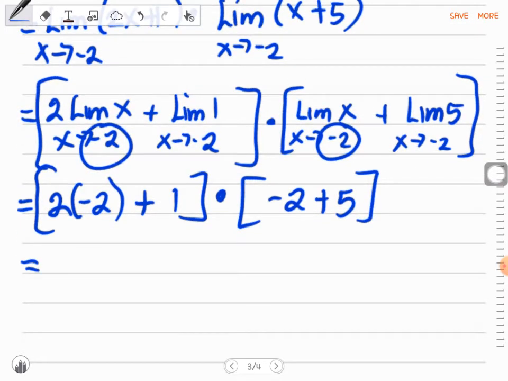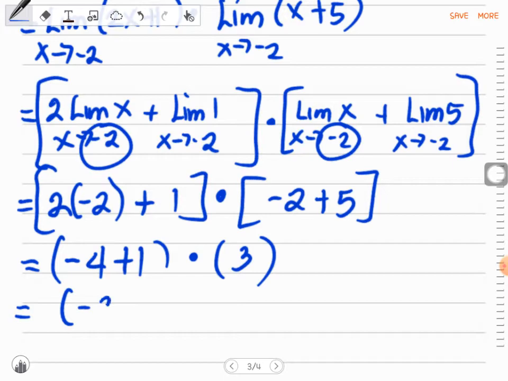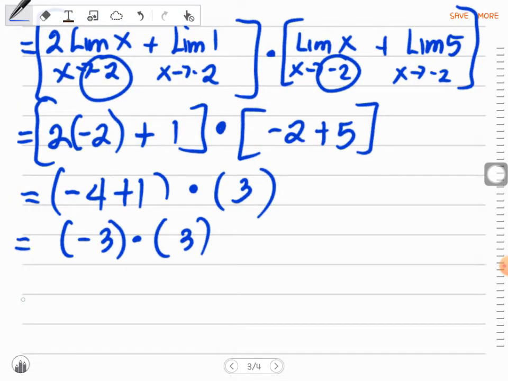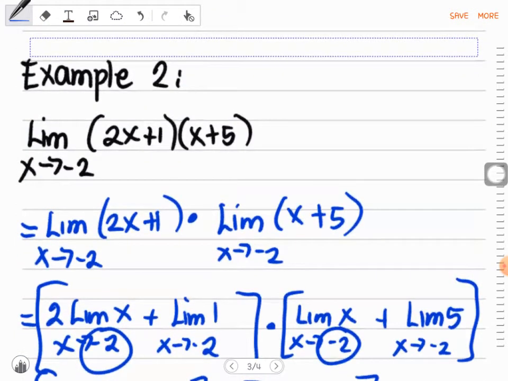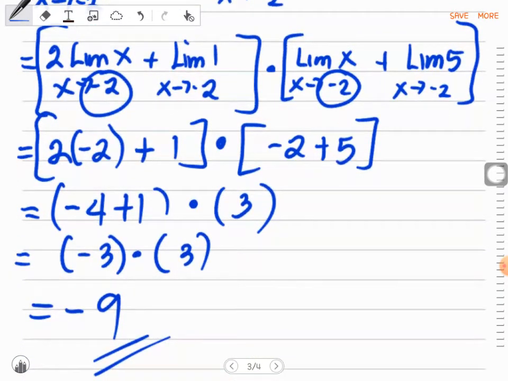Alright, next, 2 times negative 2 is negative 4, plus 1, which is negative 3. Negative 2 plus 5 is positive 3, because 5 is bigger than 2 and the sign of 5 is positive. For this one, we have negative 3 times positive 3. Okay? Now, multiply mo lang yung dalawa, and you will get negative 9. That's your final answer. So, the limit of 2x plus 1 times x plus 5 as x approaching negative 2 is equal to negative 9.